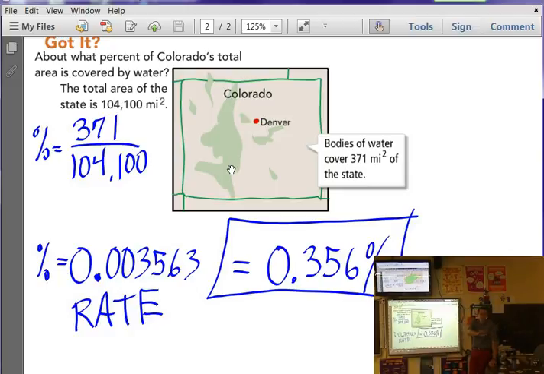So, think about this though. Which state has more water? Listen to my question. Which state has more water? Colorado. But which state is covered more? West Virginia, because their percentage is about 0.6%, and Colorado's only close to 0.4%.